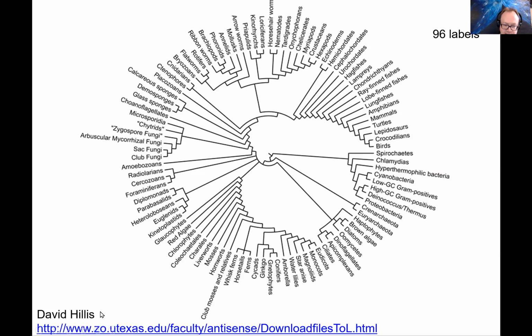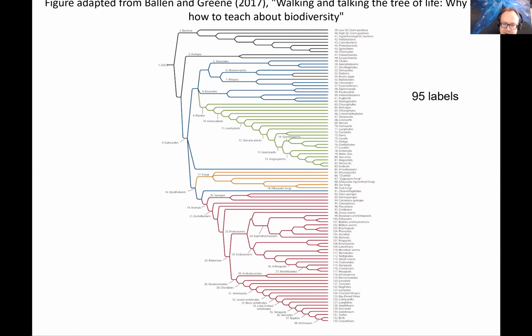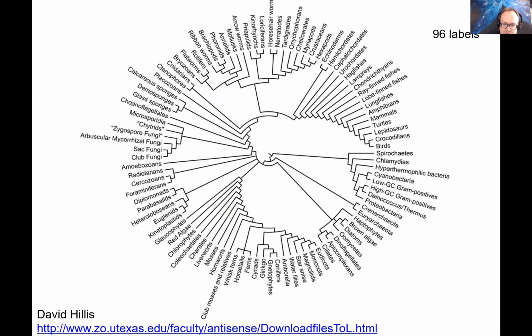So this is, I think it was David Hillis who started promoting this way of visualizing phylogenies. And it's interesting to notice that between these two examples, even though they have the same number of labels and they both occupy roughly the same amount of space, in this case, the labels are a lot bigger. They're a lot easier to read.